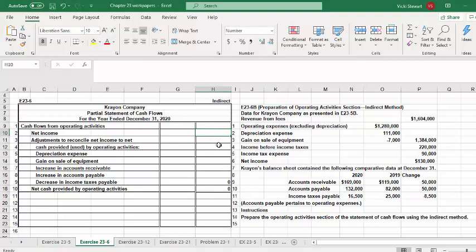So when we use the indirect method, we always start out with net income. So net income from the income statement was $130,000. Then we have to look at the income statement or information that's provided to us to determine any non-cash items that we need to add back or adjust net income for. And then we will also look at the comparative balance sheet information to make adjustments.